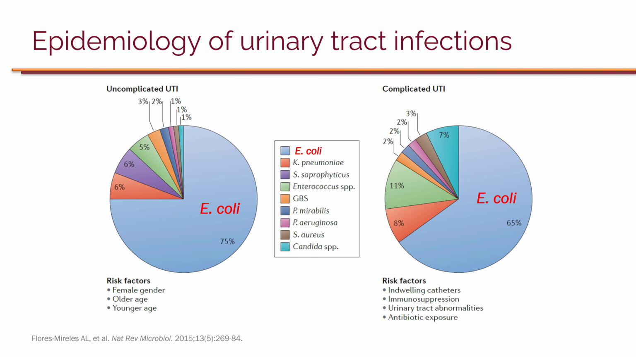So you need to target the top 4, and in this case, also Candida when we talk about complicated UTI. But I want you guys to focus on uncomplicated UTI. So just know these top 4 agents cause uncomplicated UTI.